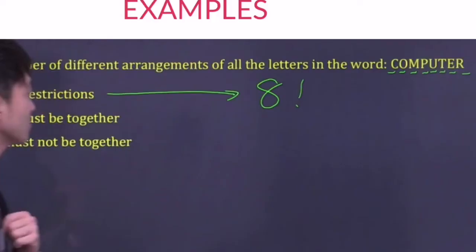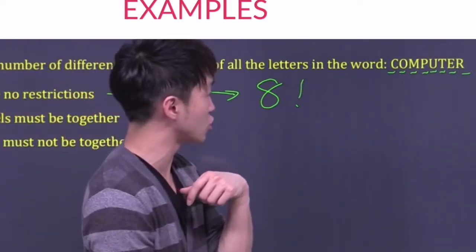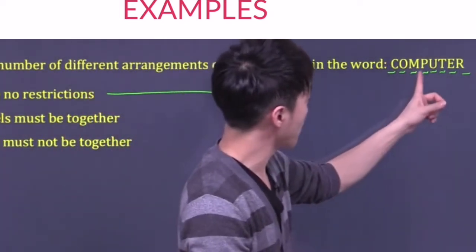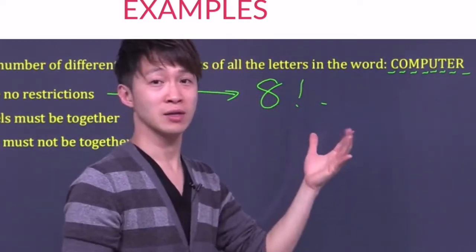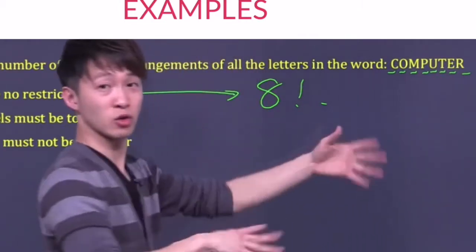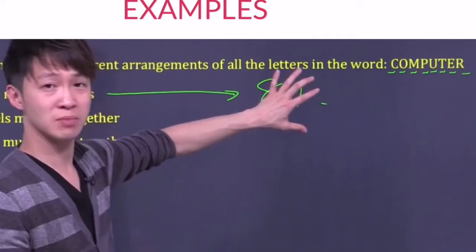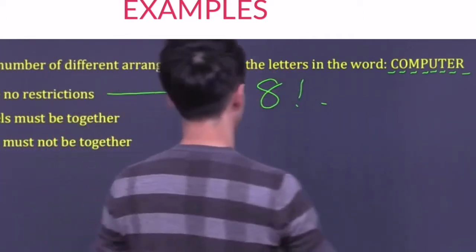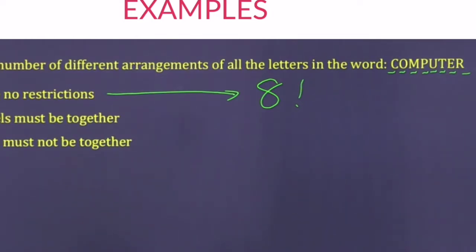Okay, that's easy. But guys, watch out though. Do we have any repetitions? C-O-M-P-U-T-E-R. No repetitions, right? So that's good. Because remember, anytime we have repetitions, we have to divide out those repetitions. But in this case, we don't have any repetitions. So that's it. Simple as that. 8 factorial.